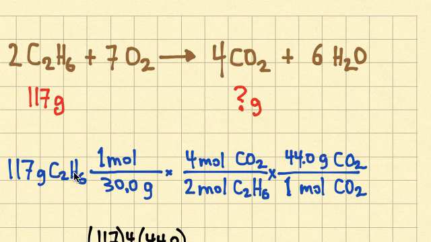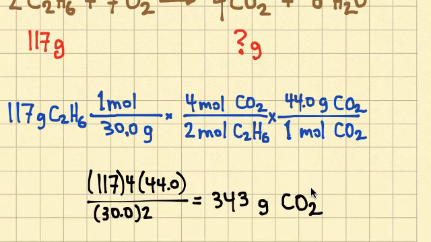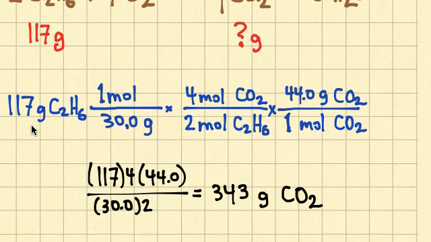So I change grams of C2H6 to moles of C2H6. And then I compare the moles of C2H6 to moles of CO2. 2 moles of this to 4 moles of this. And then I convert the moles of CO2 to grams of CO2. I don't always write the CO2 over CO2. Sometimes I leave that off, especially if I'm practiced and I know that I'm trying to change carbon dioxide from moles to grams anyways. Do the math, comes out to 343 grams.